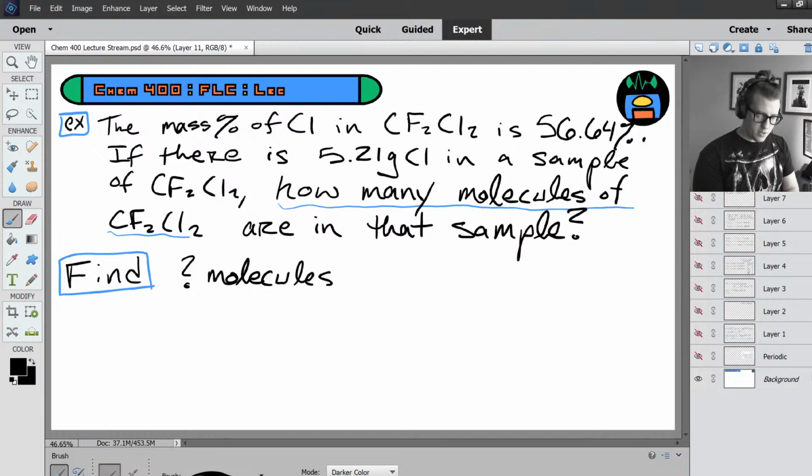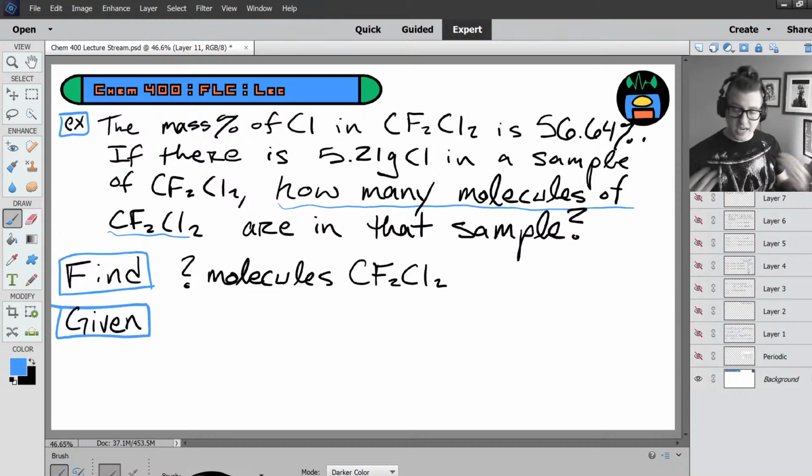We're looking for our molecules of CF2Cl2. That's what we're going for. Once you've identified what you're trying to find, you need to list out what you've been given.